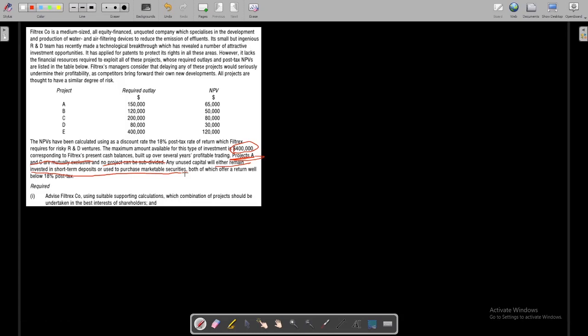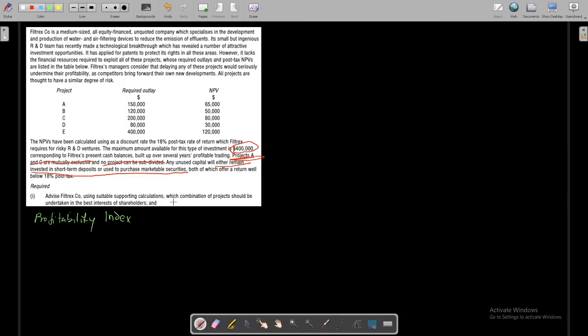The question is, advise Fictrex Co, using suitable supporting calculations, which combination of projects should be undertaken in the best interest of shareholders. Now, in order to achieve the best interest of shareholders, we need to calculate what is called the profitability index. What is the profitability index? It's a superior method that is used when all projects have positive NPVs. Therefore, management cannot identify the precise projects to invest in because all the projects have positive NPVs.